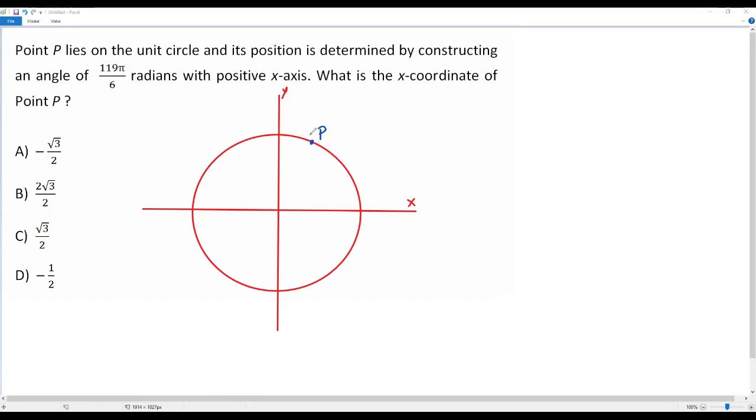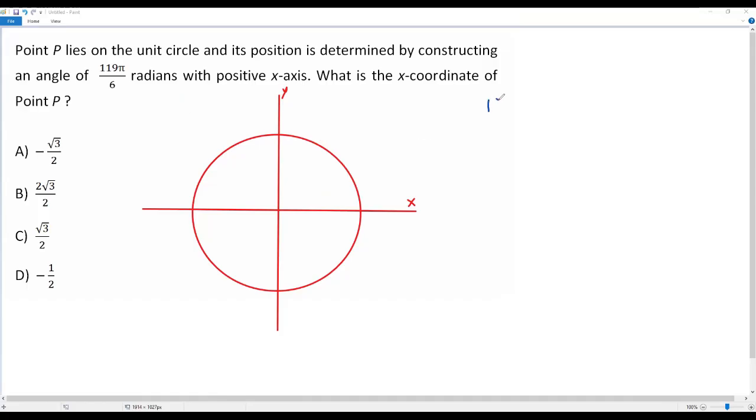Then to find the position of the point P, we have to construct an angle with the positive x-axis. Now let me construct an angle with the positive x-axis over here. So we know that this is the positive side of the x-axis. So this angle measure is constructed with the positive x-axis, and now to find the angle measure over here, we have to convert the given angle measure from radians to degrees, so that we'll have a somewhat clearer picture.